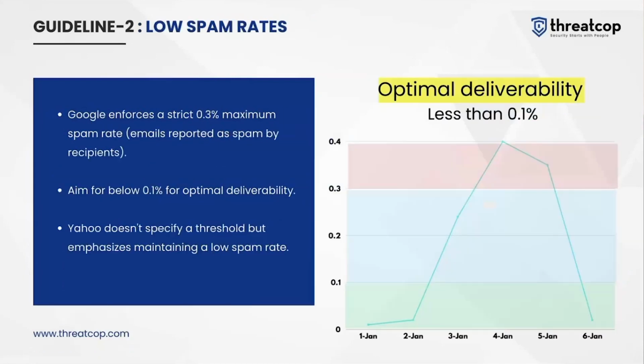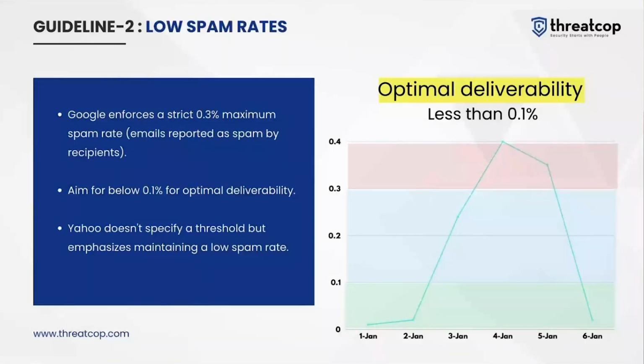Then moving forward to guideline 2, it says that when you send a bulk email, there is a very high chance that many users might find it spam, or they don't like it, or they mark it as spam, or report your email. So now Google says that whenever you send an email, your spam rate should not be more than 0.3%, and the optimal aim should be below 0.1%. Your spam rate should not exceed 0.3%. Yahoo has not specifically maintained a threshold, but more or less it's the same thing.